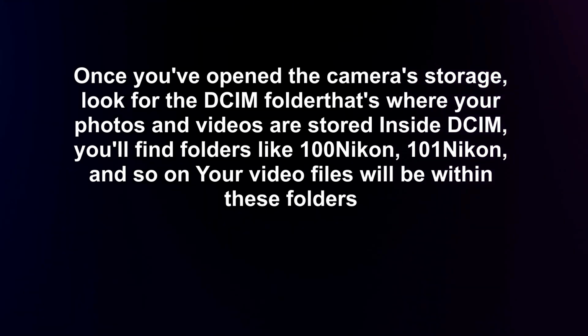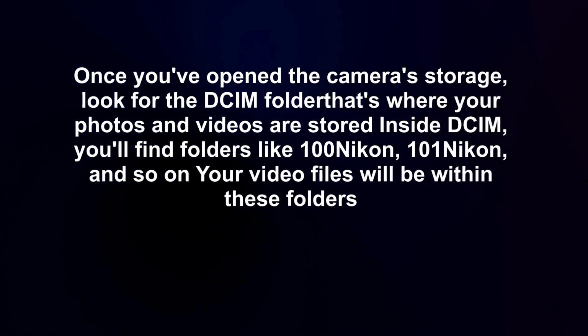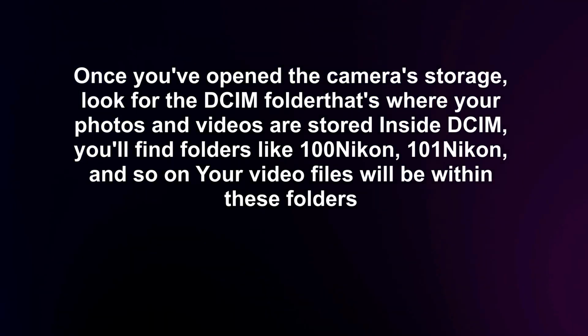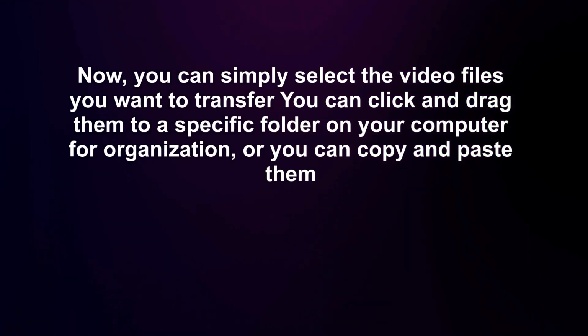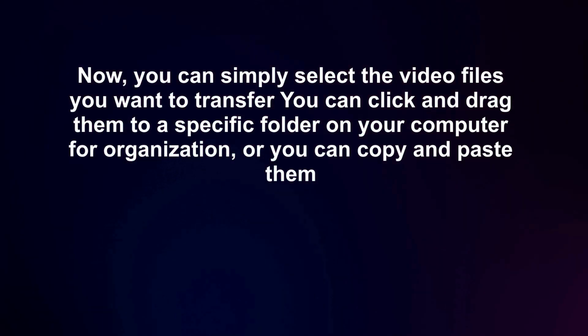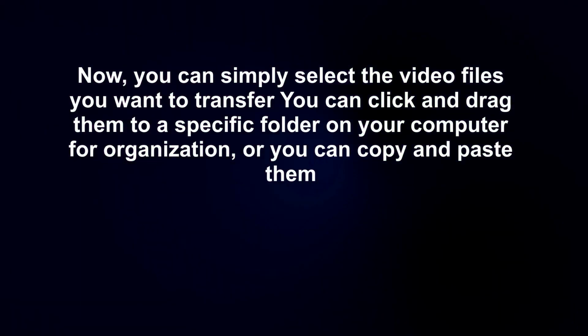Inside DCIM, you'll find folders like 100 Nikon, 101 Nikon, and so on. Your video files will be within these folders. Now, you can simply select the video files you want to transfer. You can click and drag them to a specific folder on your computer for organization, or you can copy and paste them.